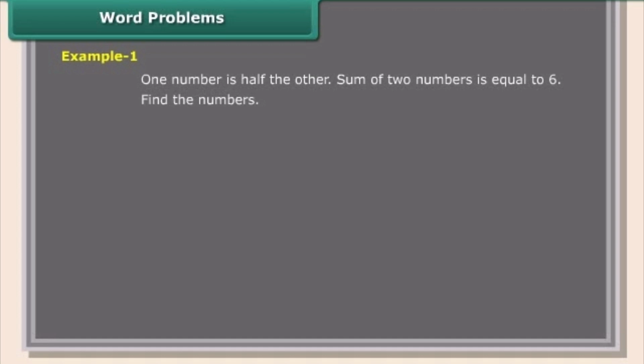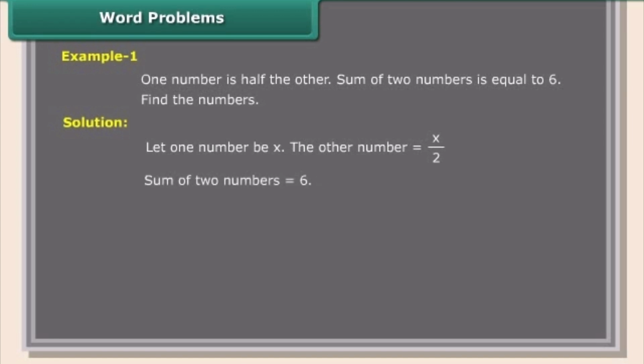Word problems. Example 1. One number is half the other. Sum of two numbers is equal to 6. Find the numbers. Solution. Let one number be x. The other number is equal to x upon 2. Sum of two numbers is equal to 6.